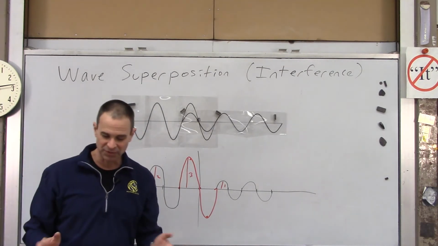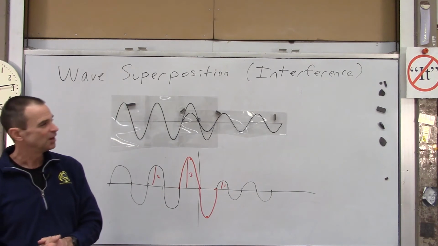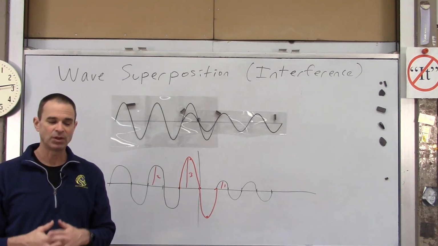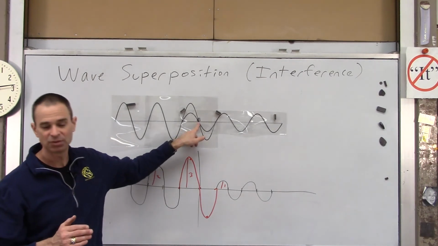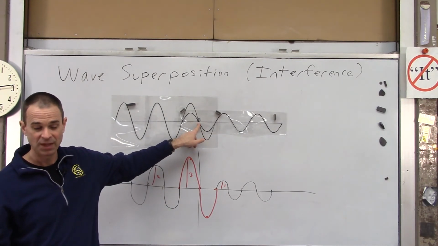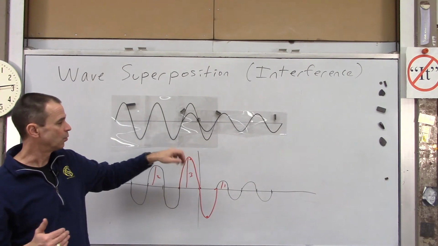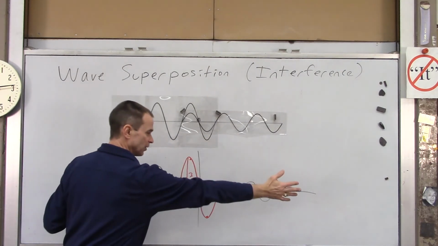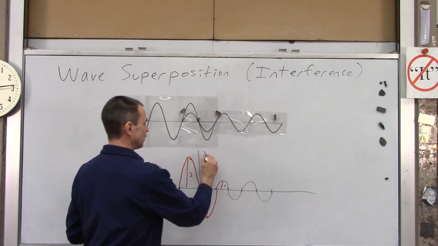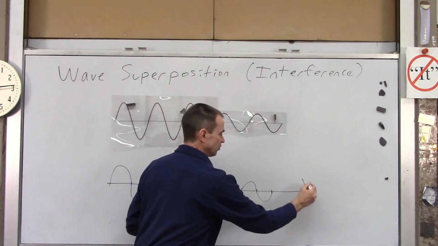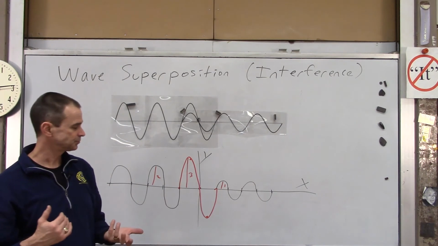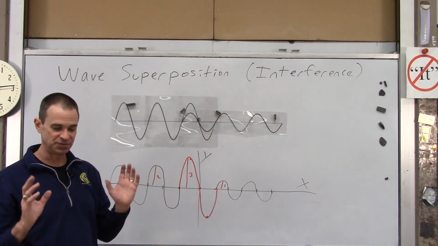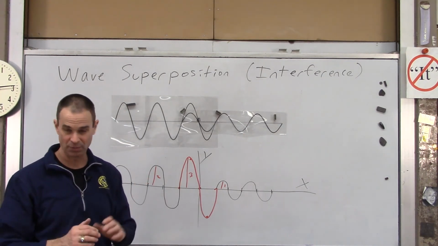So again, that's an example of wave superposition or wave interference. And we looked at both the height of this point versus time. And the second thing we looked at was the vertical position of the water with respect to the horizontal position, meaning we looked at a snapshot in time. We took a still photo.